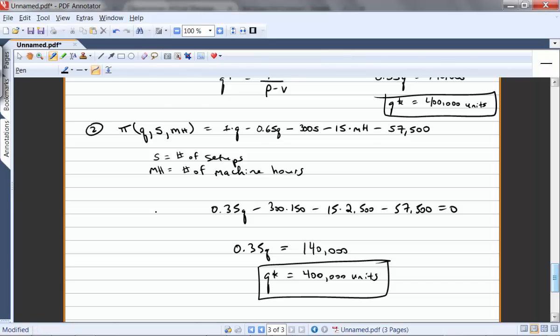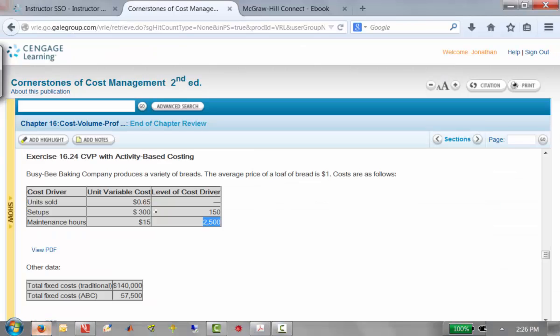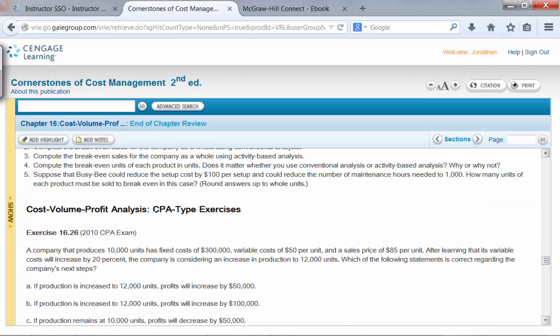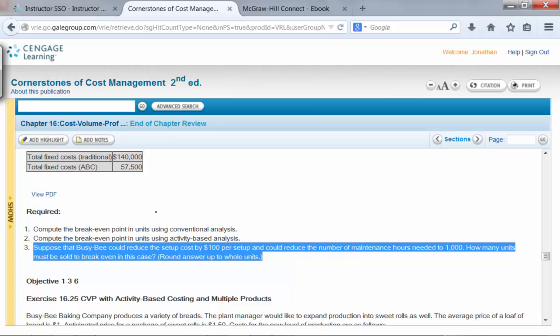And then part 3. Part 3 is you repeat part 2, but using a different assumption. Suppose you can reduce the setup costs by $100 per setup, so the new cost per setup is now $200. It was $300, but we reduced it by 100. And also suppose you can reduce the number of maintenance hours needed to 1,000. So instead of needing 2,500 maintenance hours, we need only 1,000. Now how many units must be sold to break even?